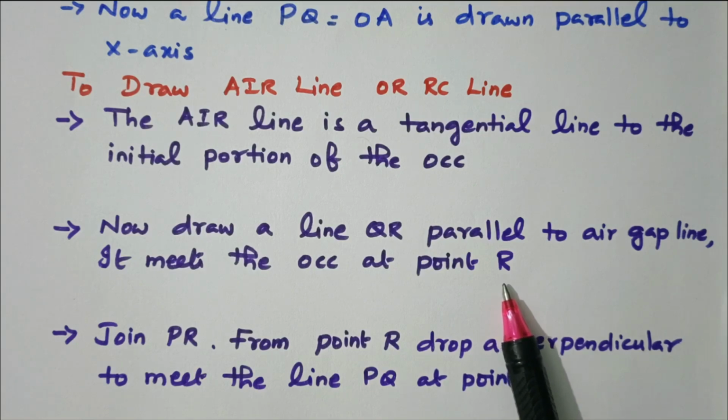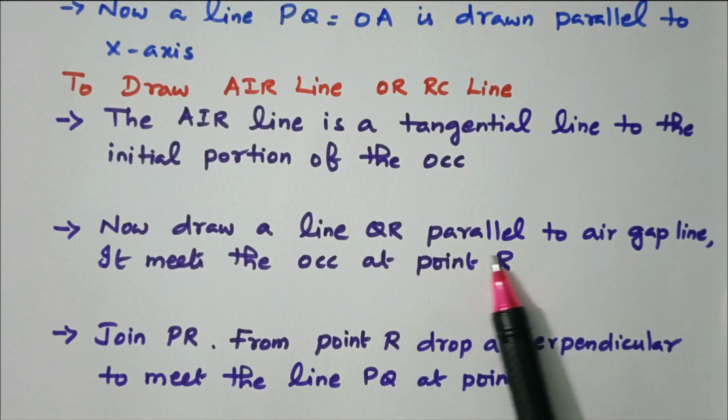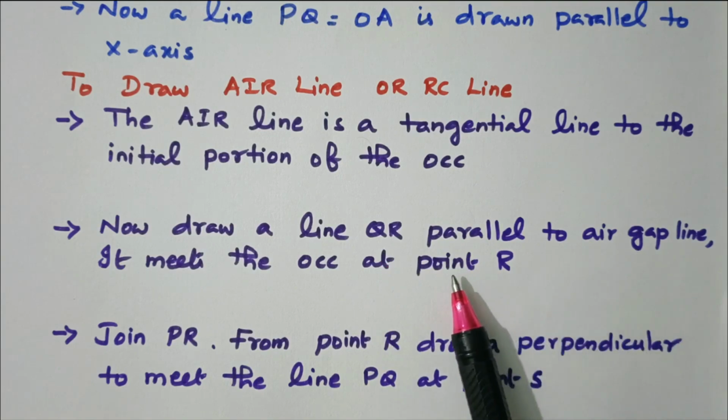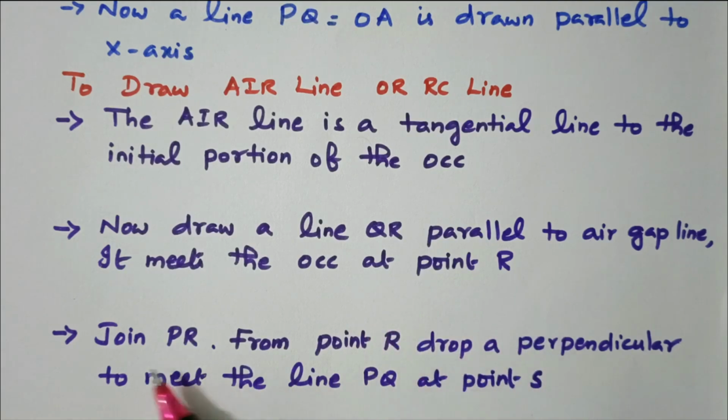So already PQ is available, right? So we are drawing the line QR that is parallel to the air gap line. Where it meets the OCC, that will give the point R. Now join the point PR. Already P is available, now PR is joined together. From point P, drop a perpendicular to meet the line PQ at the point S. So we have the PQR triangle, and while drawing the perpendicular line, we got the point S.